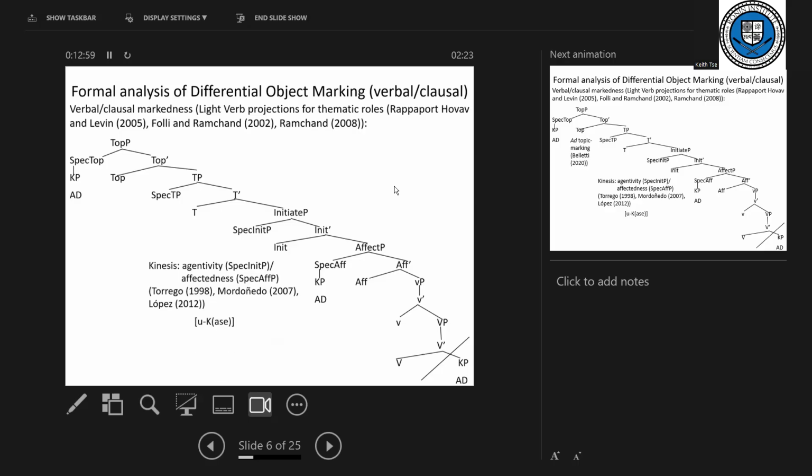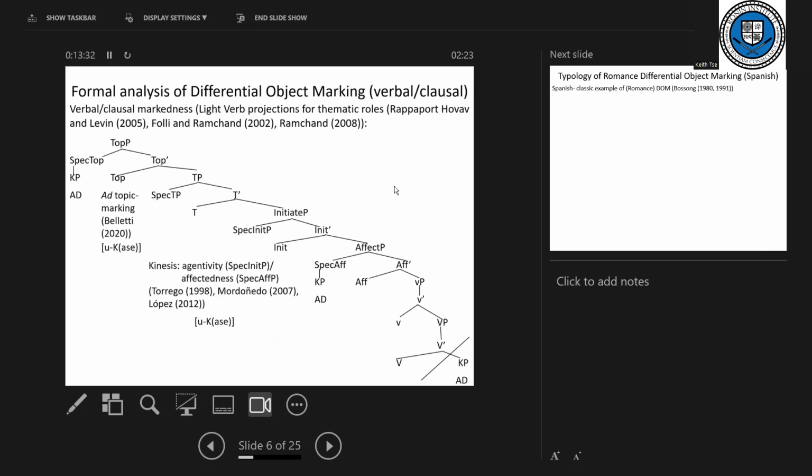And here, these projections can also trigger add. Okay, so it's some kind of a spec-head agreement relation in effect, and also it can be triggered by the initiate functional head as well, and also in the topical projection, add can also mark topics. So here we also have a spec-head agreement between Top and a specifier of the TopicP that also triggers Dom. So yeah, similarly we can use a UK feature here.